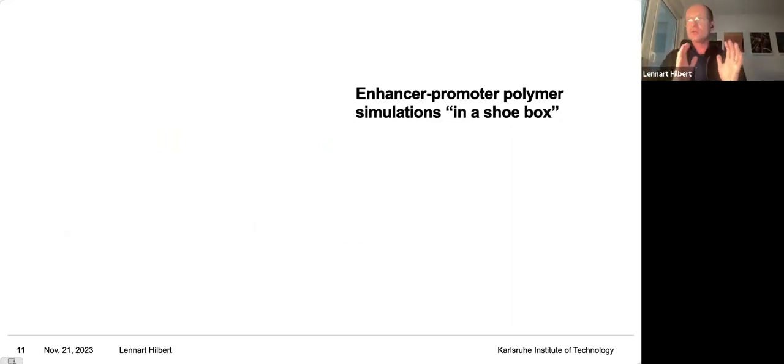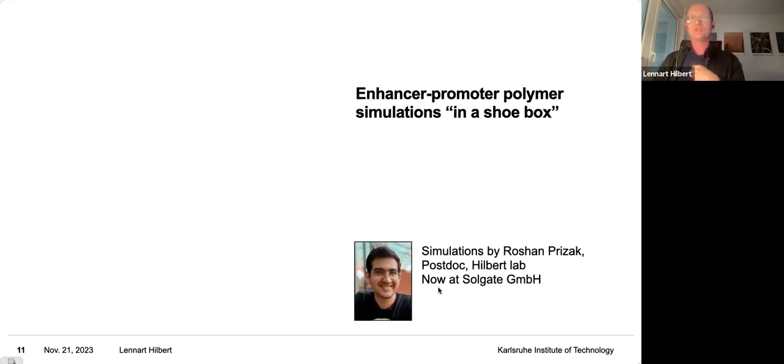Okay, so we have learned many things about how we can generalize the behavior, that all this is somewhat trustworthy, and how the genes interact. But the question is, can we generalize this, also, as Simon alluded, into something that comes more out of physics and gives you the general working principles of the system? So this is where we turn to polymer simulations of this enhancer-promoter interaction in a shoebox in a very simplified setting. Again, we refer for the most part to Roshan Pritzak, who programmed and developed the simulations in discussion with me, and who has now found gainful employment at Solgate in Vienna, or close to Vienna.